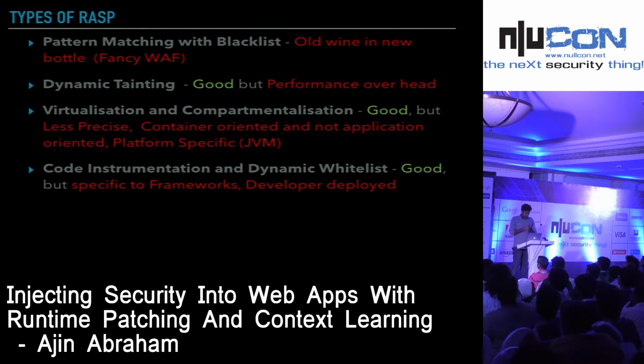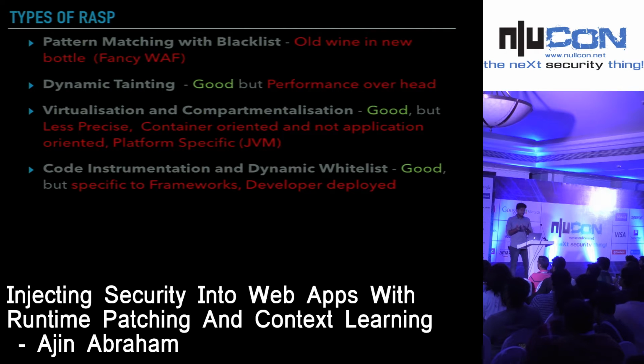Okay, we have more interesting stuff. This is just for your information on assessing a RASP. There are different types of RASP. There is the one that uses pattern matching and blacklists. That's not a RASP. People will claim that's a RASP, but it's just a fancy WAF. What's the point of using all this hooking and then putting a blacklist there?